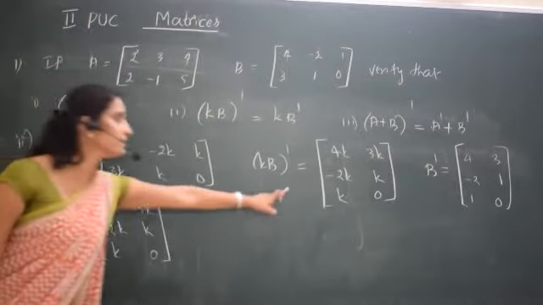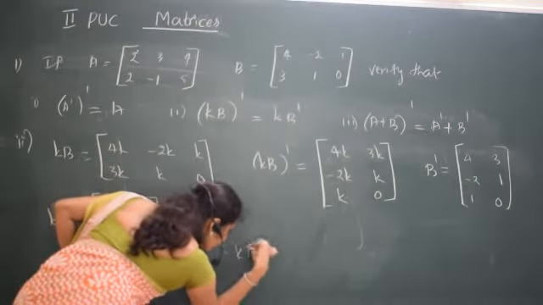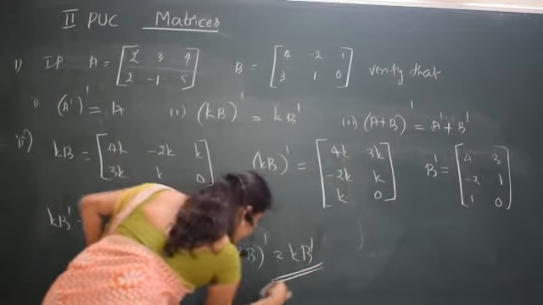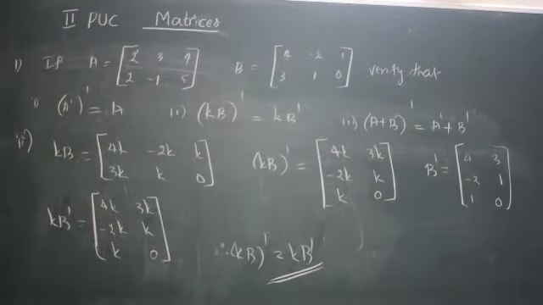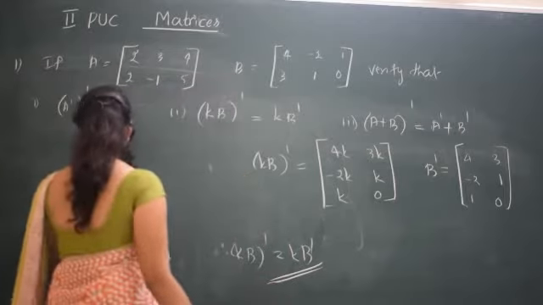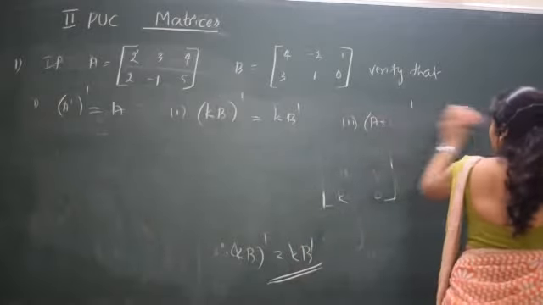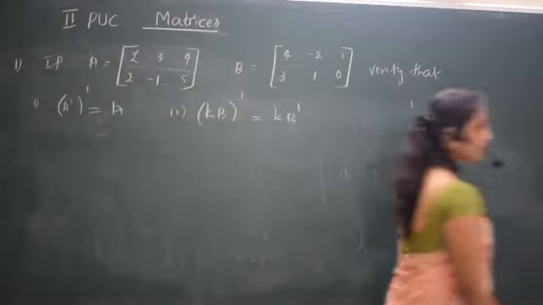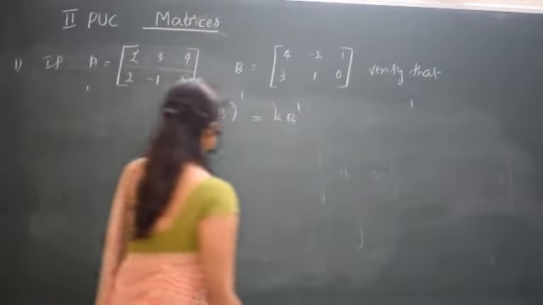So we have taken K into B whole transpose and K into B transpose. When we see the elements, these two are equal, therefore K into B whole transpose is equal to K into B transpose. So we have verified the second one also. Next is the third one: verify A plus B whole transpose is equal to A transpose plus B transpose. First find A plus B, then its transpose, then A transpose, B transpose and their sum.